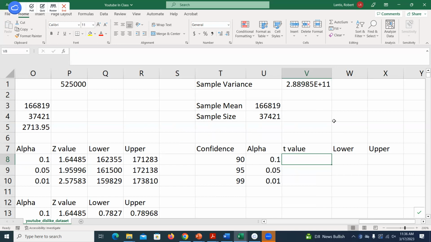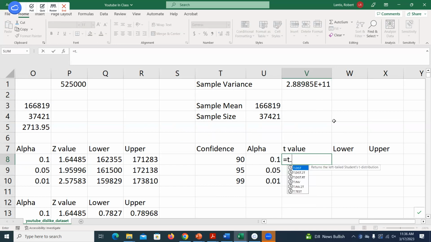So instead of norm.s.inv, we use T.INV. Instead of using the standard normal, we're using student t distributions. That's it. We'll still tell it the area we want in the tail, or the probability in that lower left tail, which is alpha divided by 2. That's the area we wanted in each tail.